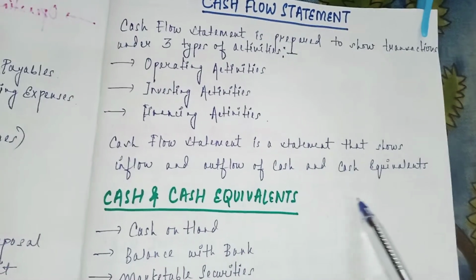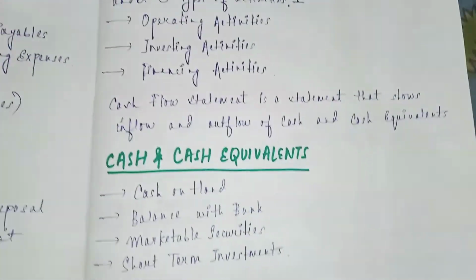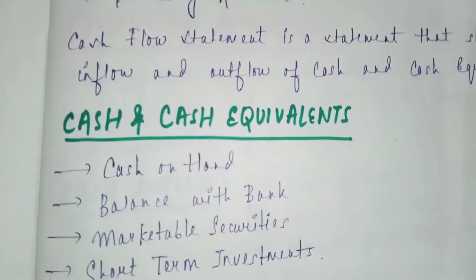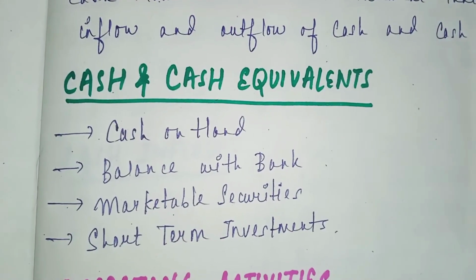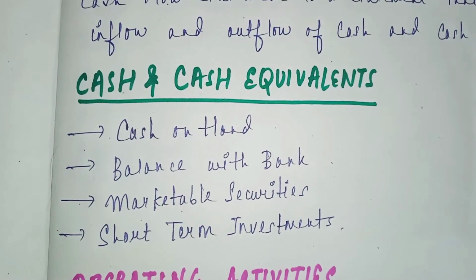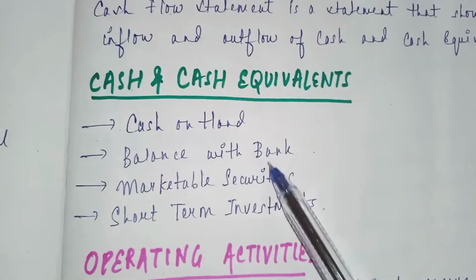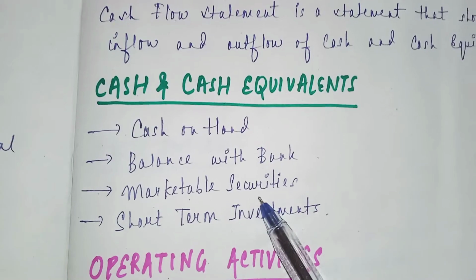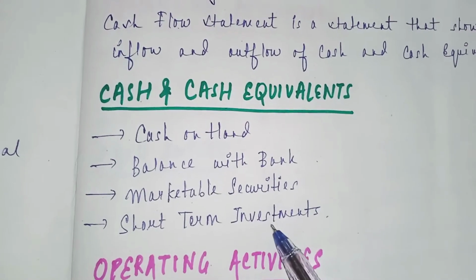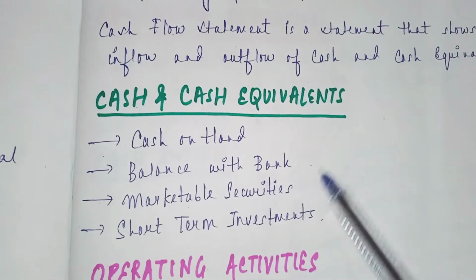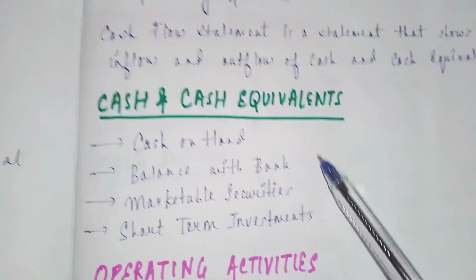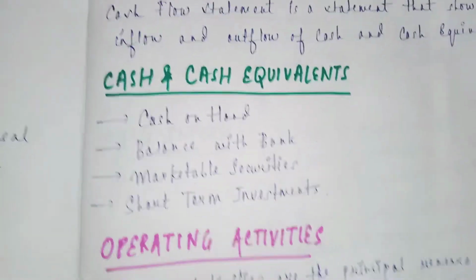Now, what are the cash and cash equivalents? Here are some of the items that are included in the cash and cash equivalents. The cash and cash equivalents involve cash on hand, balance with bank, marketable securities, and short-term investments. So for this, you need to remember what the cash and cash equivalents involve.